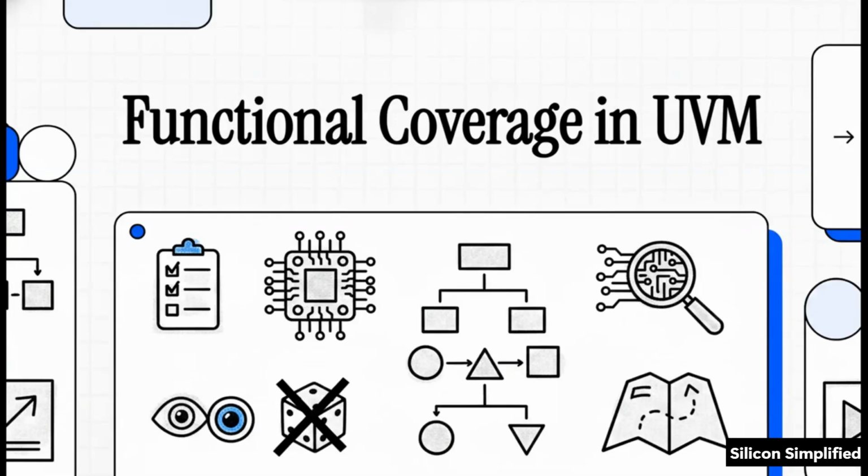Welcome to the Explainer. You know, if you're verifying complex digital designs, relying on random testing alone is kind of like flying blind right into a hurricane. Sure, you might be generating millions of inputs, but you have zero proof you're actually hitting those critical edge cases. Today, we're fixing that. We are going to explore the ultimate verification checklist by building a practical tutorial on functional coverage within the Universal Verification Methodology, or UVM.